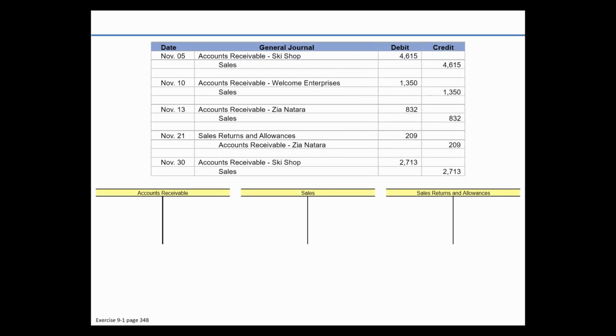So first of all, we'll go ahead and post our accounts receivable. So November the 5th, again, it would be a debit. So you remember debit and then credit. So remember, this is the debit side, and that's the credit side. So we'll go ahead and post our accounts receivable for the ski shop, $4,615. Sales, again, that'd be a credit, $4,615.